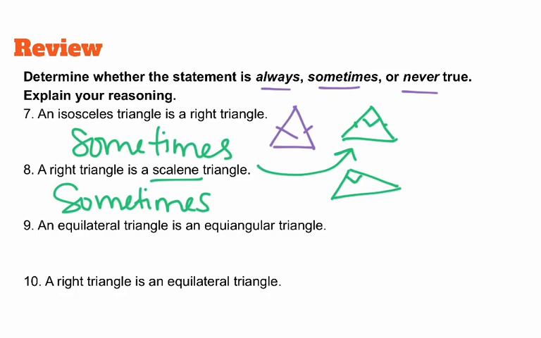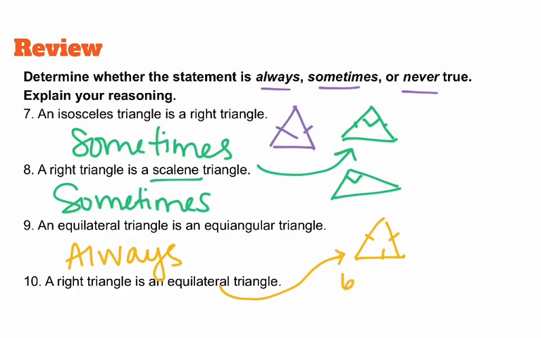Number 9, an equilateral triangle is an equal angular triangle. Think about it. If all of the sides are equal, what does that mean? All angles have to be equal. So this one is always true. Last one, a right triangle is an equilateral triangle. Right triangle means it's got a 90-degree angle. Equilateral triangle, we just said, means all angles are equal, therefore all angles are 60. So if all angles are 60, can one of them be right? Nope. So this would be a case where it's never true.